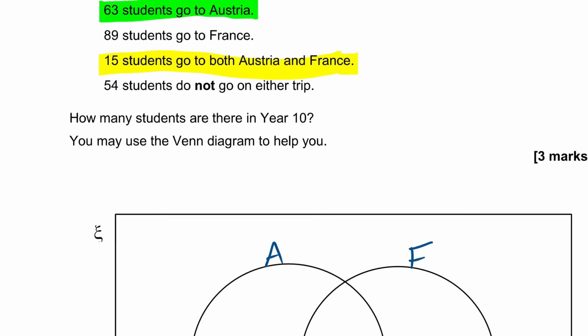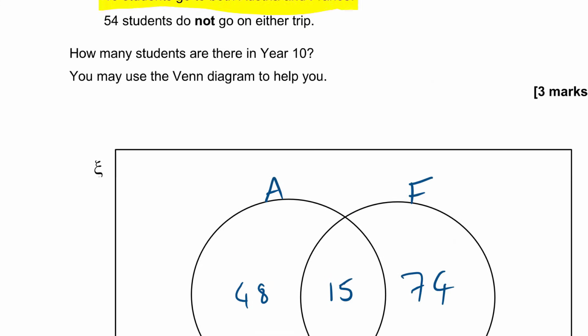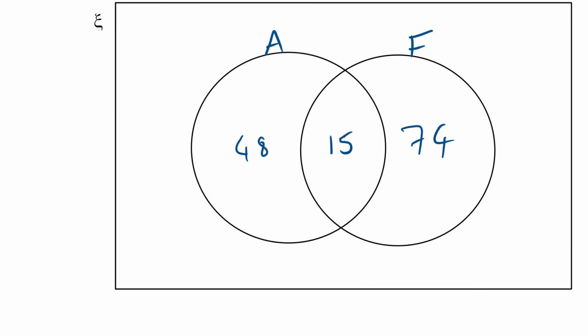What other facts have I got? I've got 89 students go to France. Again, similar logic. If I know that there are 89 students altogether in the F circle and 15 already in the middle, then 89 subtract 15, 89, 79, 74 students. Again, I've got my pen the wrong way around. 74 students go to France only. And I've got 54 students do not go on either trip. They're the people who lie outside the two circles. Got 54 didn't go to either.